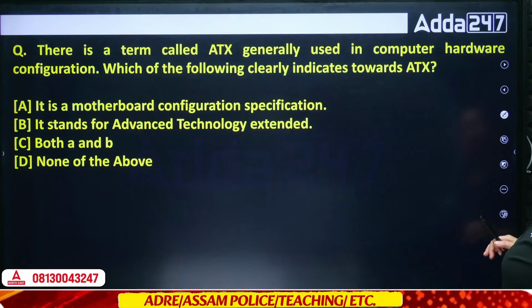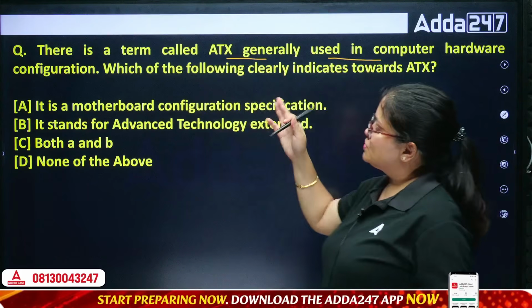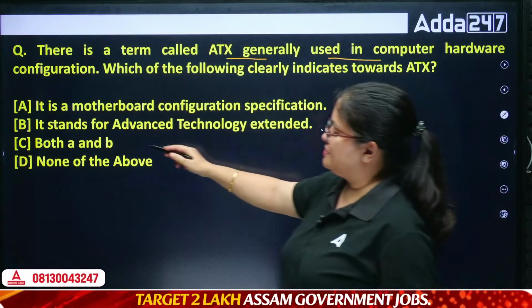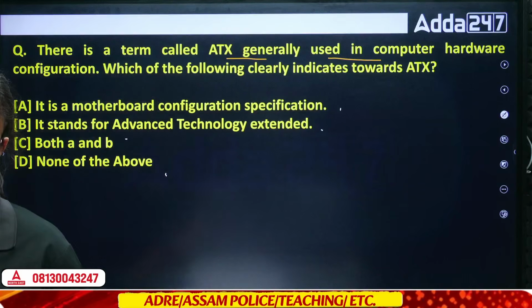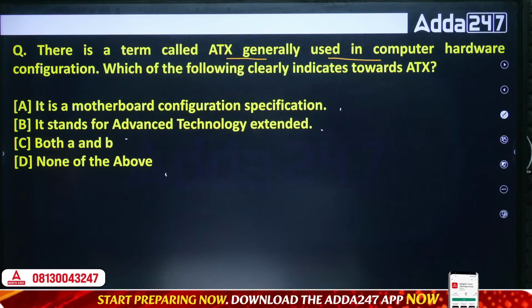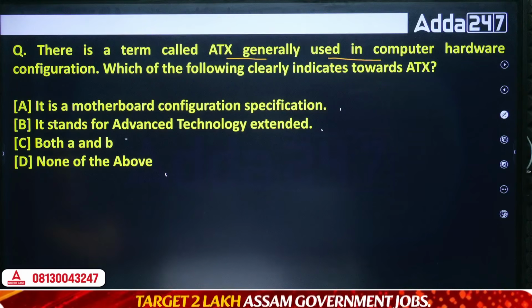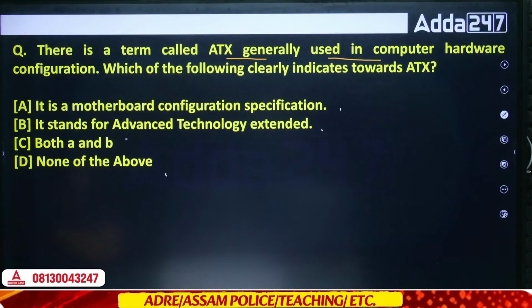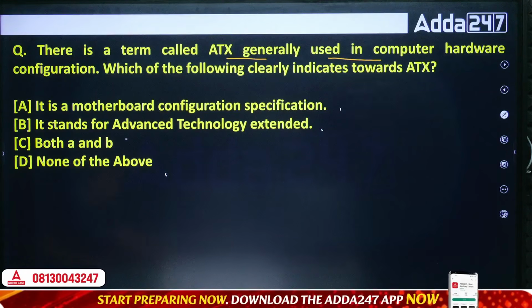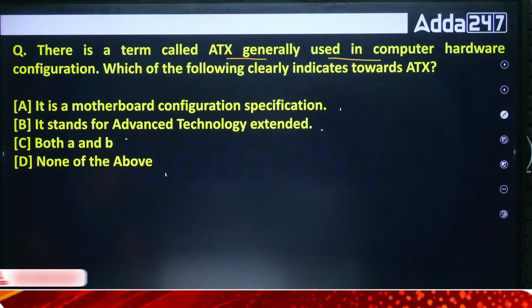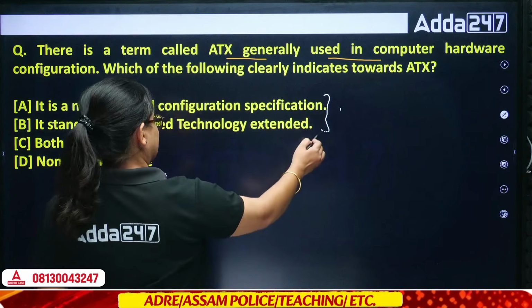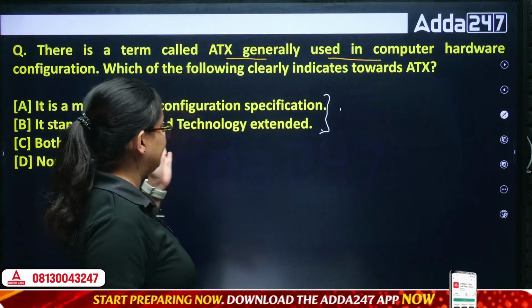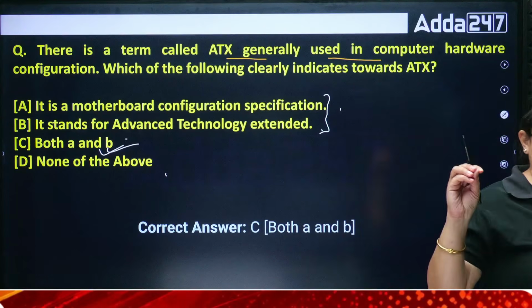Next, there is a term called ATX that we generally use in computers. Just guess which will be the answer: where do we use ATX, in which term do we use ATX? It is a motherboard configuration specification. Its full form is advanced technology extended. Both A and B, or none of the above. Which will be the answer? Whenever we talk about ATX, these are two features of ATX. So the answer is both A and B. It is also known as advanced technology extended, and it is also a configuration of the motherboard.